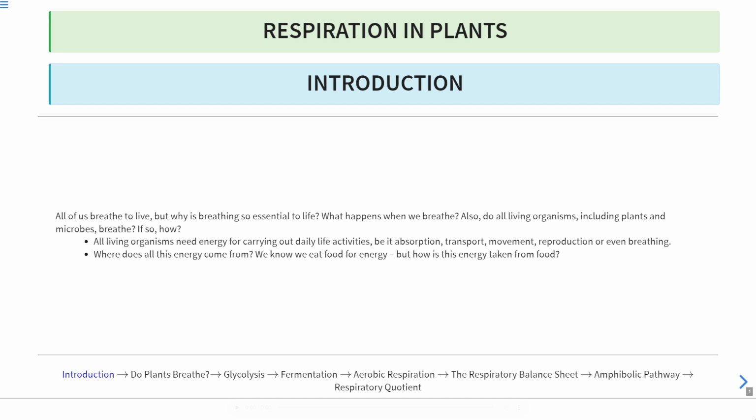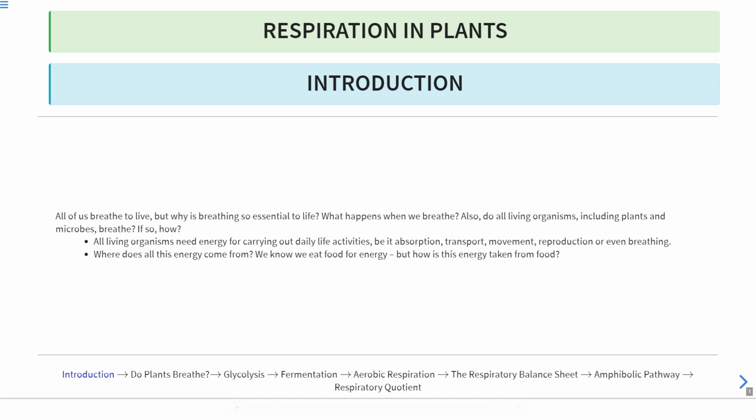And what happens when we breathe? When we breathe, there is an exchange of gases. In plants, through the stomata, the gas exchange occurs, right? And when there is gaseous exchange, that gas gets dissolved in the cells. And also, do all living organisms, including plants and microbes, breathe? There are many types of organisms, and respiration occurs in two types: aerobic respiration and anaerobic respiration.